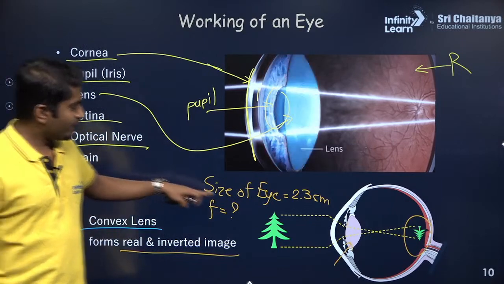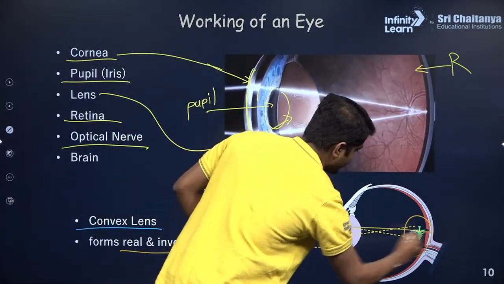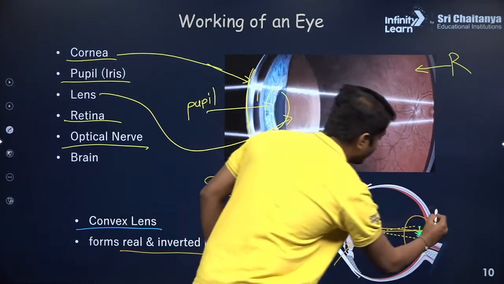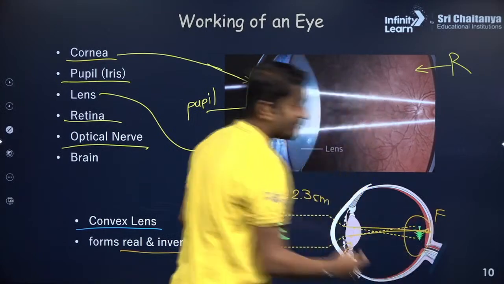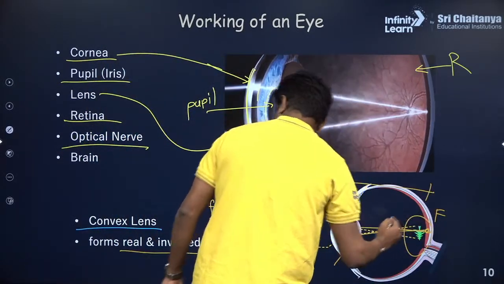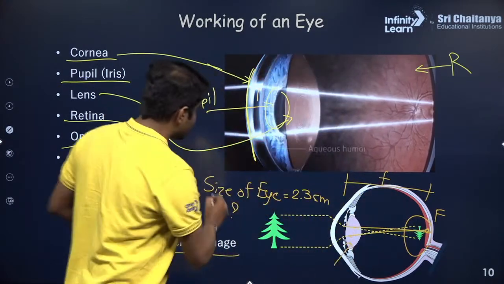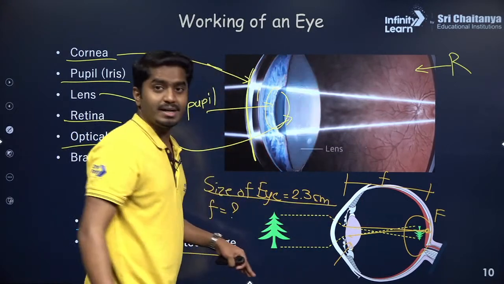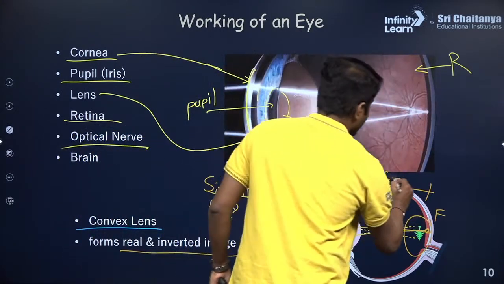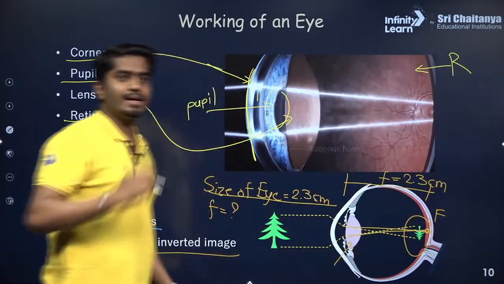The focal length here, what will happen? All these light will be forming the image at the, so this will be the focus, correct? The retina will be the focus. So this is the focal length. If the size of the eye is 2.3 centimeter, approximately our focal length is 2.3 centimeter. Clear?